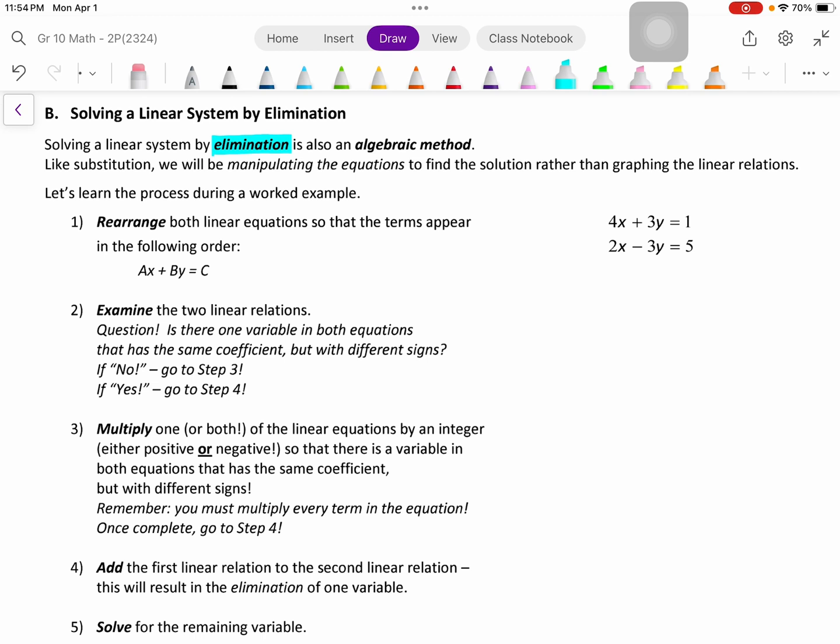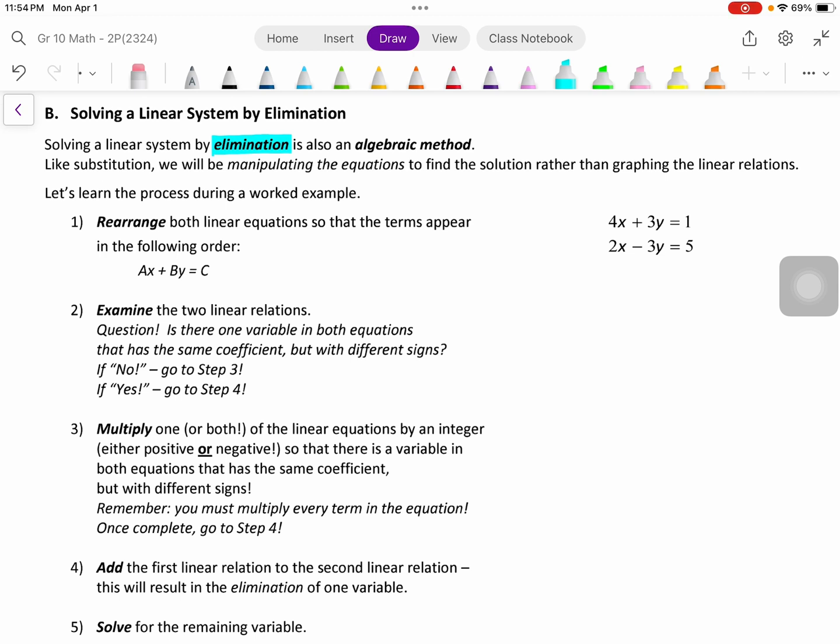The first thing that we're going to do is make sure that both linear equations are in ax plus by equals c format. So in front of the equal sign, we want to see our x and our y. We have our equal sign in equation 1, x and y are in front of it, and the same for equation 2. So we already have both equations in ax plus by equals c format in this linear system, so that's good. We don't have to do anything here.